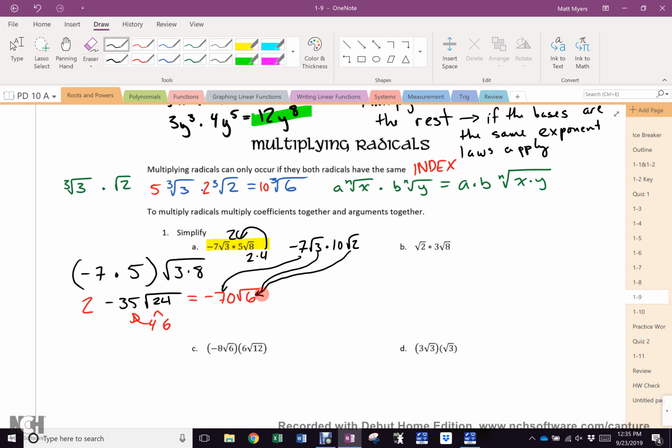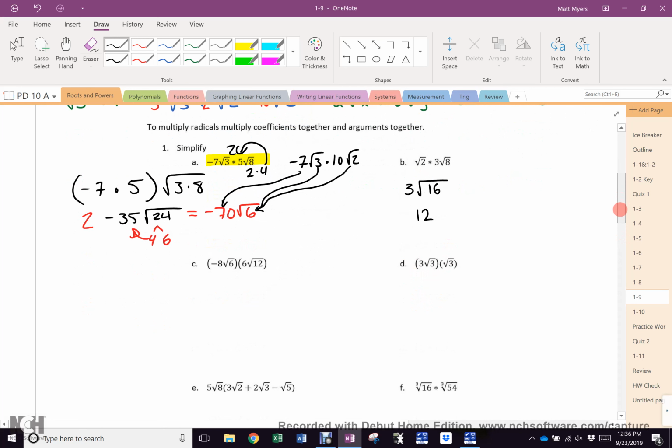As long as I simplify somewhere, I am going to get the right answer. Good? Go. Here, of course, I could simplify the 8, or I don't have to. It does not matter. This is, of course, 3 root 16, which is, of course, 12. Yes? Excellent. You do C and D. Go.